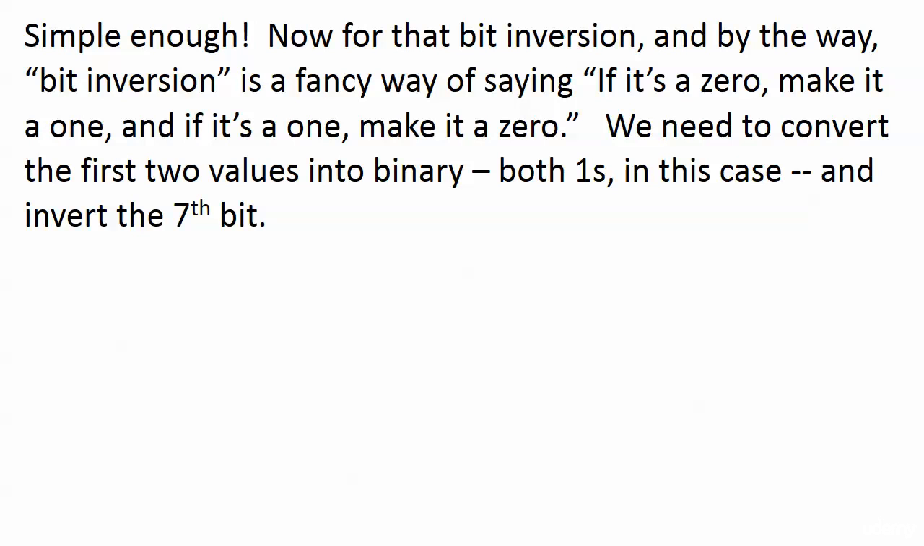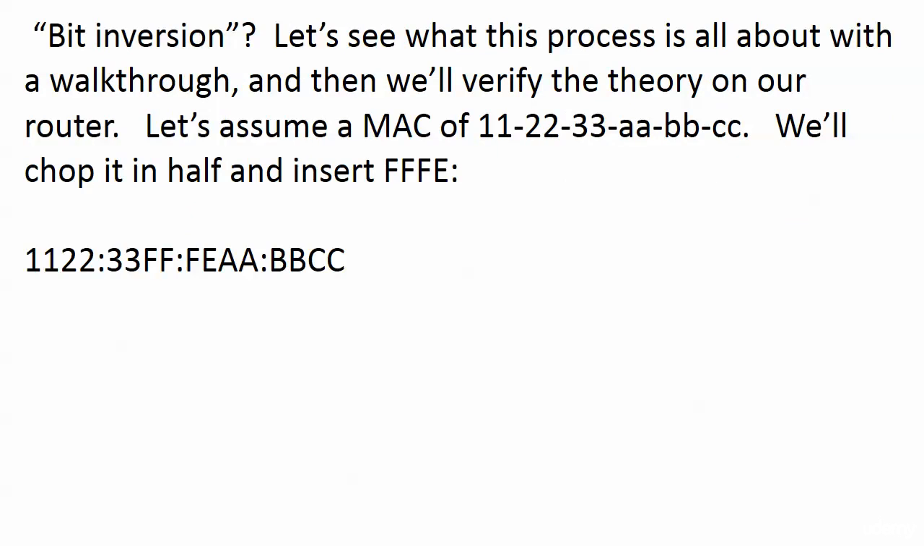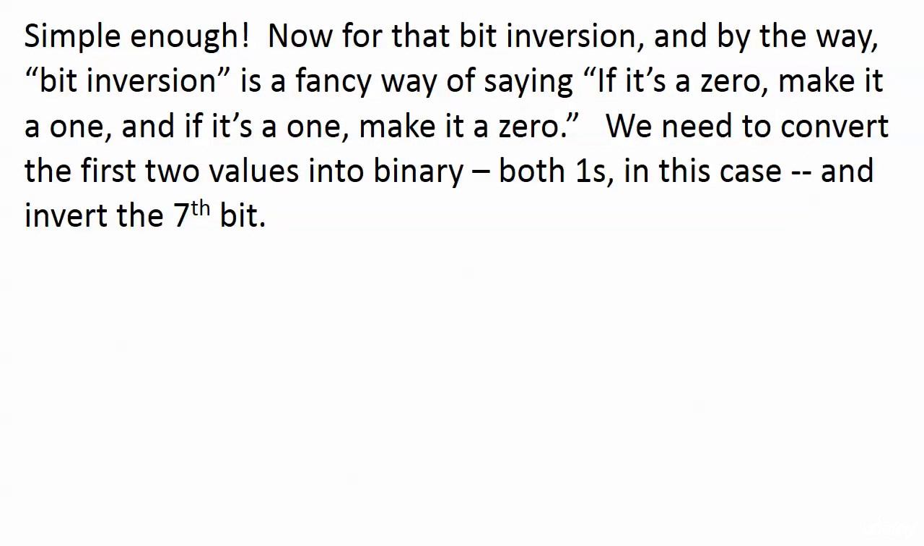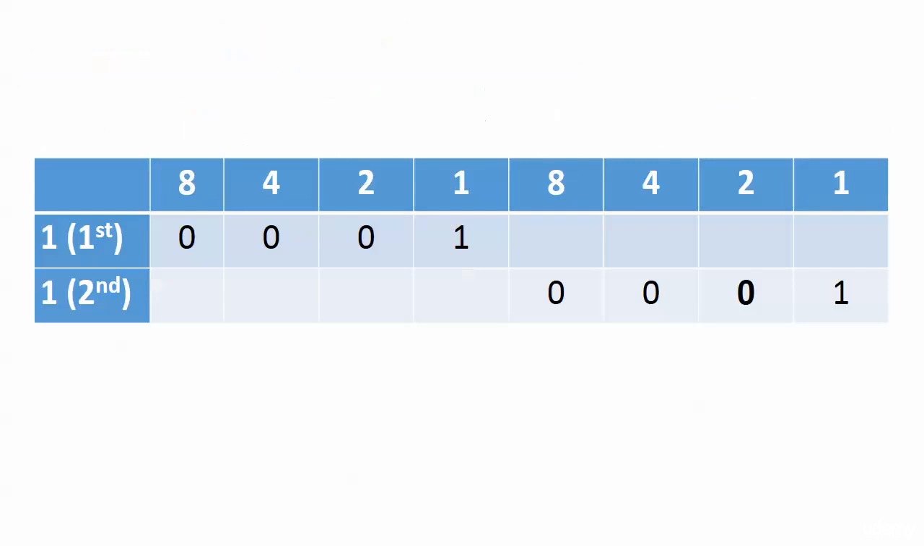Now, what about that bit inversion? This is a big city, fancy schmancy way of saying if it's a 0, make it a 1. If it's a 1, make it a 0. Not hard at all, right? I mean, you're just changing one bit to the only other possible value that it can have. Now, we need to convert the first two values into a binary string, and both of them are 1s in this case since we started with 1122. So we're starting with 11. You just convert those to binary and you invert the 7th bit.